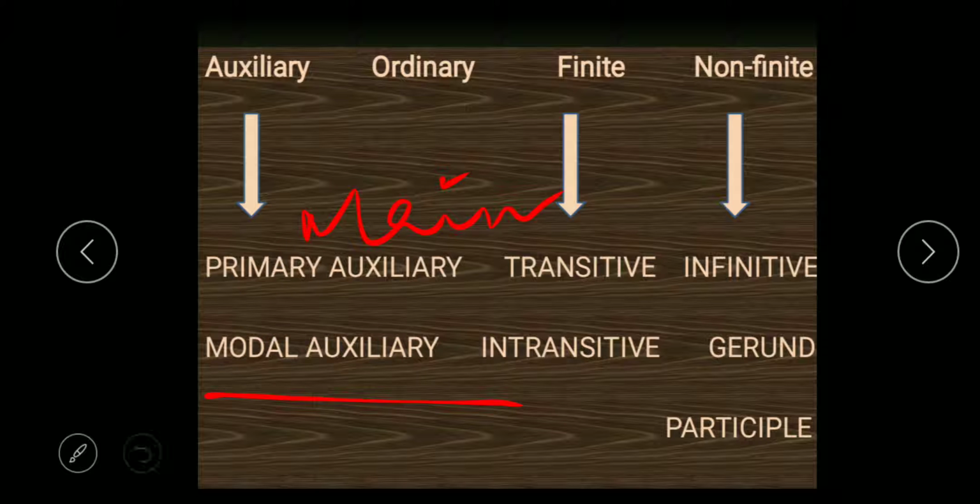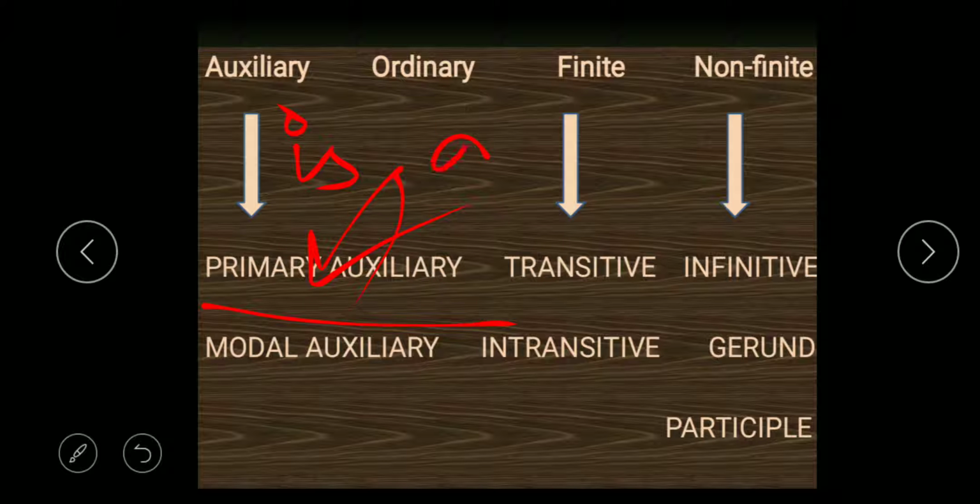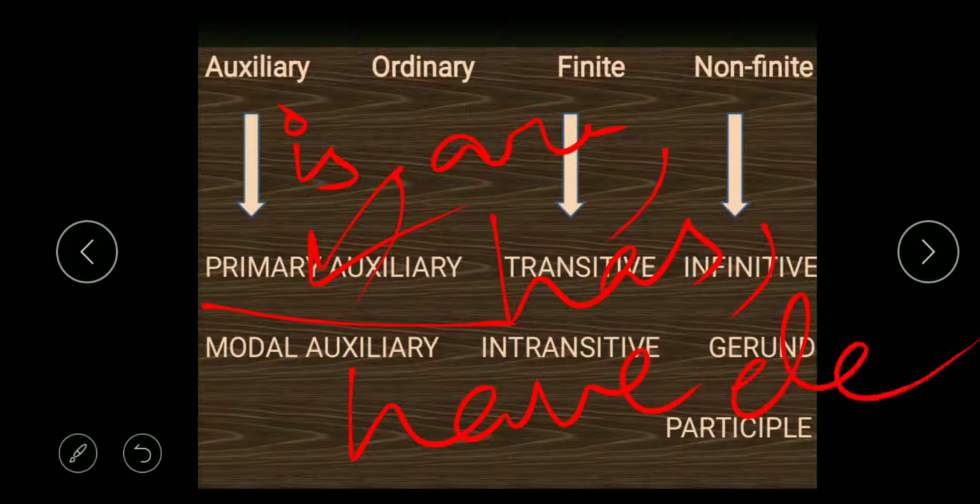Now, what is the difference between the two? In the primary auxiliary category, the verbs which come under it are is, which we always use, are, has, have, and so on.